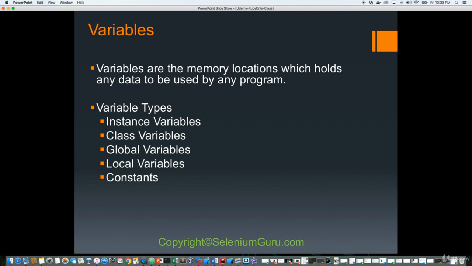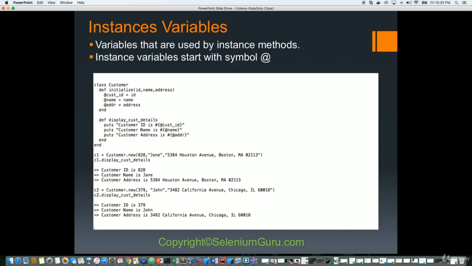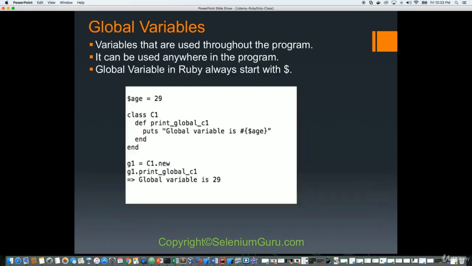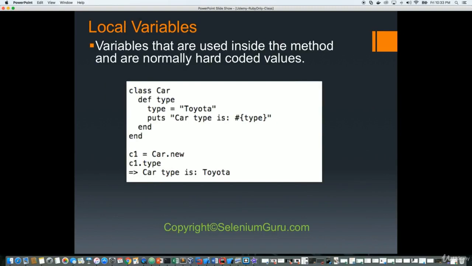We're going to talk about the variables in Ruby. What are the different types of variable? Instance variables, class variables, global variables, local variables, and constants. So we're going to go through each of these variables.